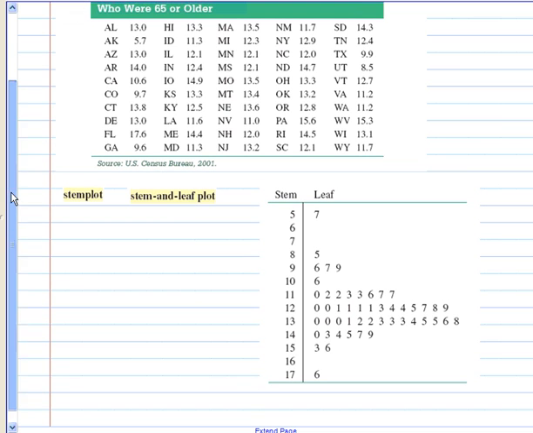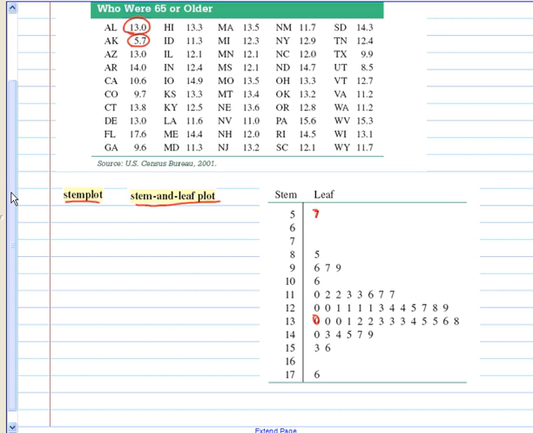A stem plot, or a stem and leaf plot, they both refer to the same thing, is one way of doing this. The stem is going to be our first one or two digits, depending on how we like to set it up. And then the leaves are the other values. So if I have right here 13.0, then I'd go to 13 and put a 0. That stands for 13.0. So in this case, our leaves are the tenths. And then we have 5.7, so we have a 5, and then 0.7.